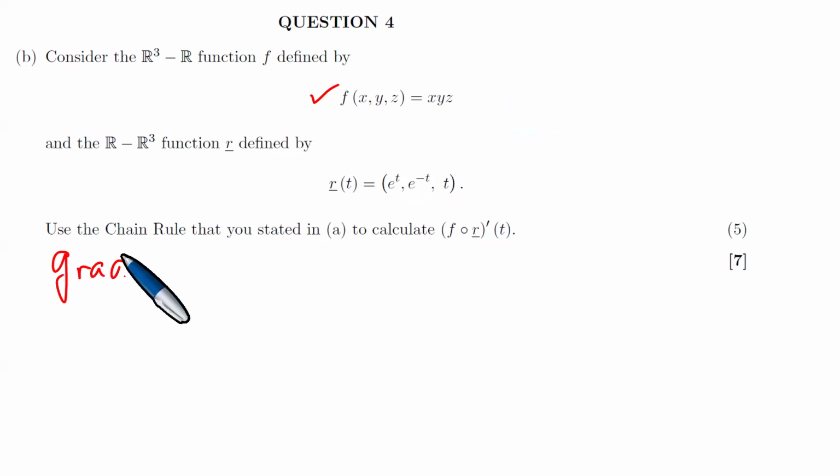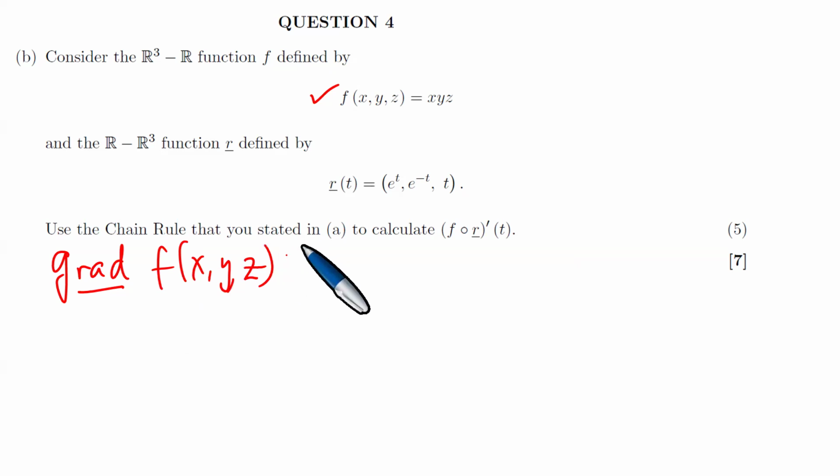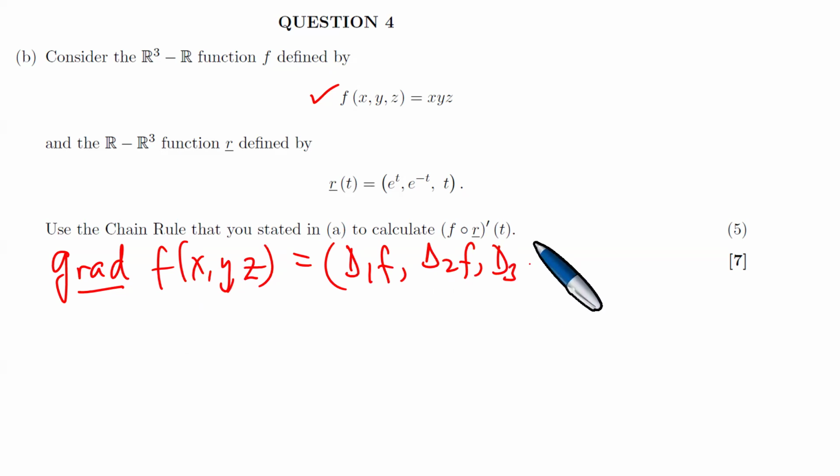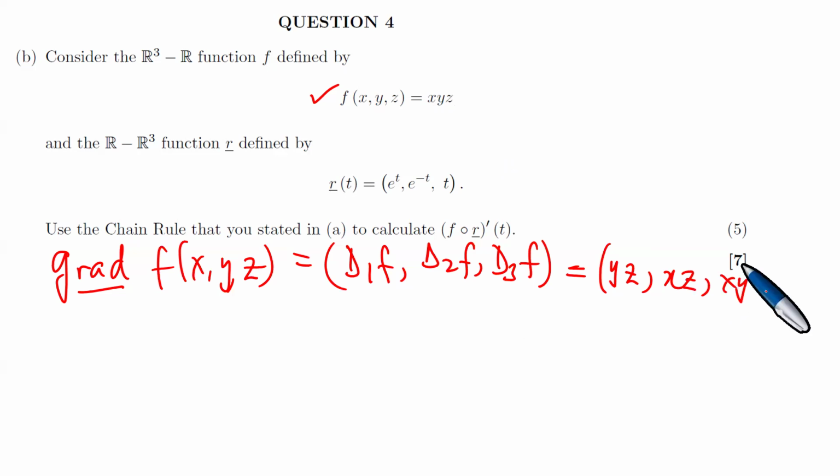So we find the gradient of the function xyz. What is this? It is d1f, d2f, d3f. This is the notation of this module. D1 is the derivative with respect to x: differentiating x gives 1, and we're left with yz. D2, with respect to y: the derivative of y is 1, you're left with x and z. D3, with respect to z: the derivative of z alone is 1, you're left with xy.